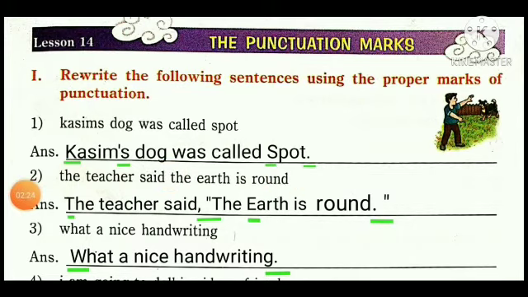Second number: the teacher said the earth is round. Here also there is a capital T, a comma, double inverted commas, and the earth's E is capital, and at the end a full stop and the inverted comma completes. So the teacher said, comma, then double inverted commas, the earth is round. That sentence is now written with correct punctuation marks.